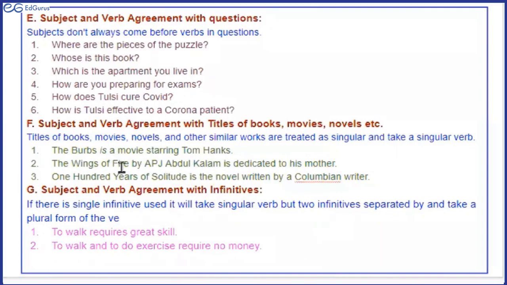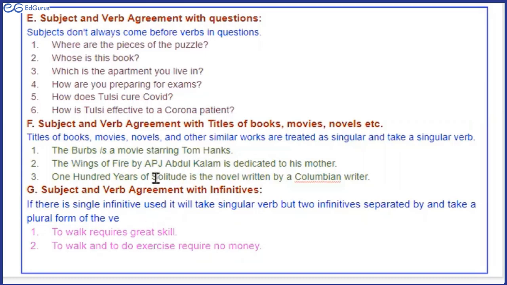Now you see, The Burbs is a movie starring Tom Hanks. There is an S at the end of the second word that makes it plural, but this is not plural. Why? We are not talking about verbs. We are talking about one movie. Right? Avengers is an action movie. Now, Avengers is a plural word, but this is one title of one movie. So this is singular. Right?